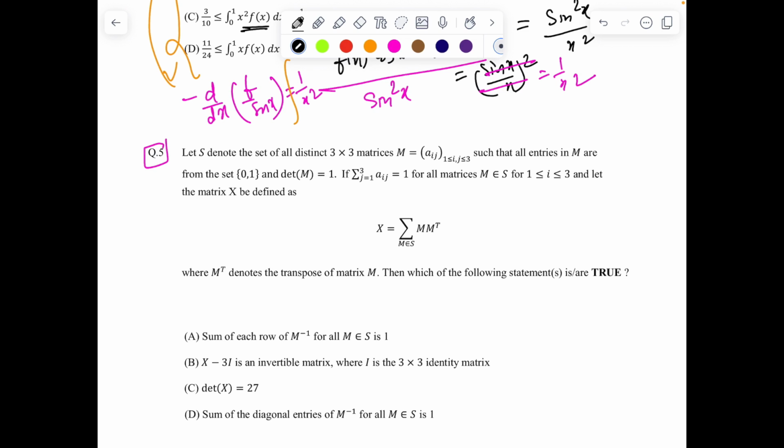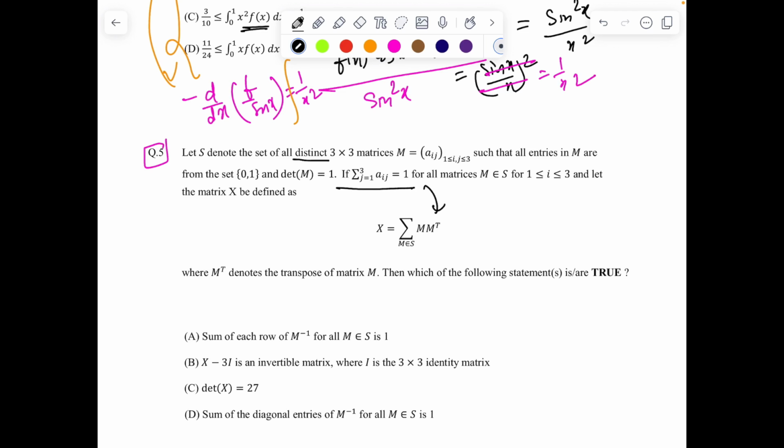So S denotes the set of all distinct 3 cross 3 matrices. The word distinct was immaterial because the set of matrices will always contain distinct objects anyway, such that all entries in M are from the set {0, 1}. Again, the problem is coming from the previous year, and the determinant of M is 1. Okay. Now they have additional restrictions.